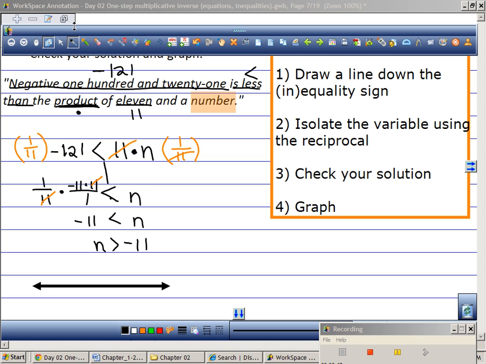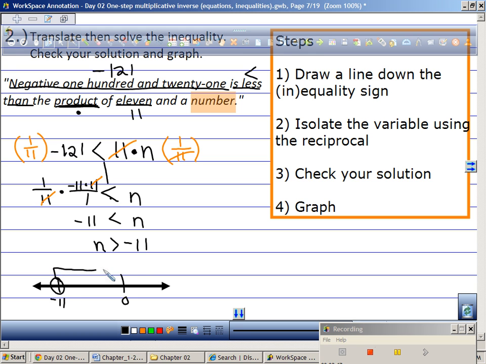Stop there and graph it. If this is 0, and this is negative 11, n is going to be greater than negative 11, so that's the open circle. Greater than means we go up and out. Any questions?